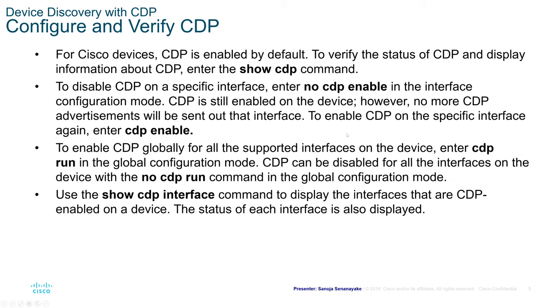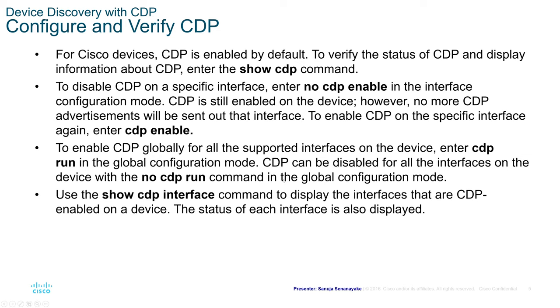To enable CDP on the specific interface again, you can enter cdp enable. So the opposite of this command will re-enable the CDP. To enable CDP globally for all the supported interfaces on the device, enter cdp run. So the command cdp run in the global configuration mode.